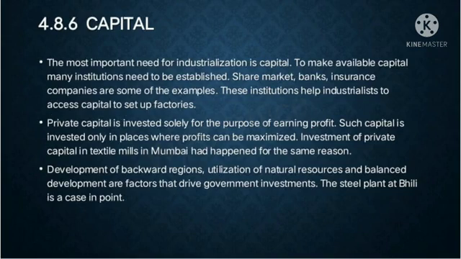Next is capital. The most important need for industrialization is capital. To make capital available, many institutions need to be established. Share markets, banks, insurance companies are some examples. These institutions help industrialists to access capital to set up factories.